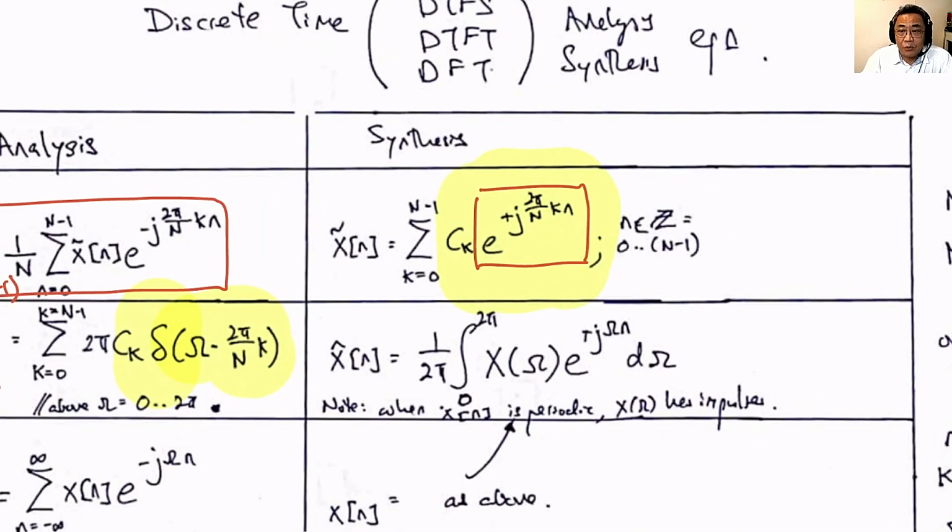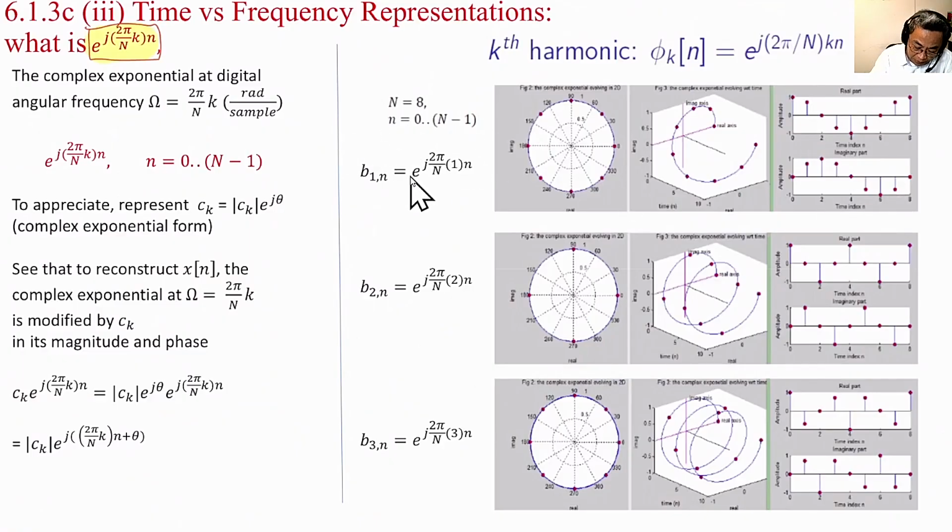In the synthesis equation, it clearly shows that to reconstruct x of n, we are multiplying c_k for different k's, multiplying by e^(j 2 pi over N k n). This is a complex exponential, and we'll now visualize it. This shows for capital N equals 8, for different small n equals 0 to 7. And what does a complex exponential look like?